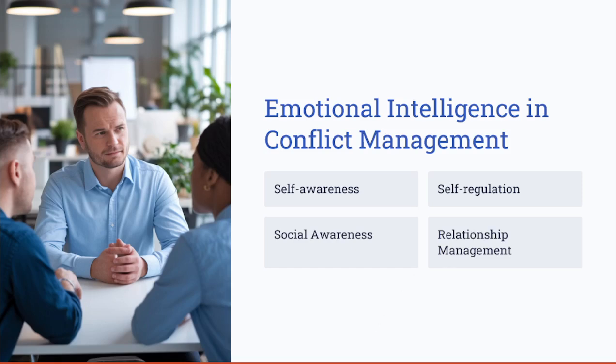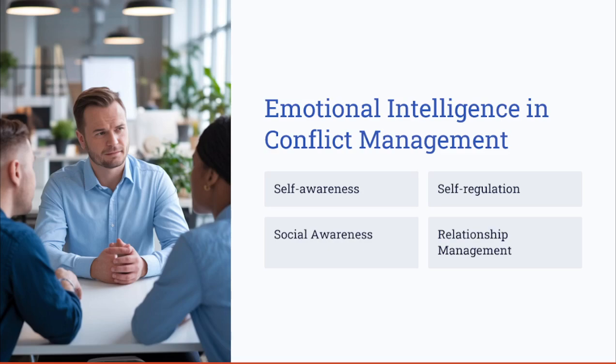Here is a very important concept about the role of emotional intelligence in conflict management. Emotional intelligence, or EI, plays a crucial role in managing conflict. It involves self-awareness, self-regulation, social awareness, and relationship management. Team members with high emotional intelligence understand and manage their emotions and those of others, leading to better conflict resolution. Let's take an example here.